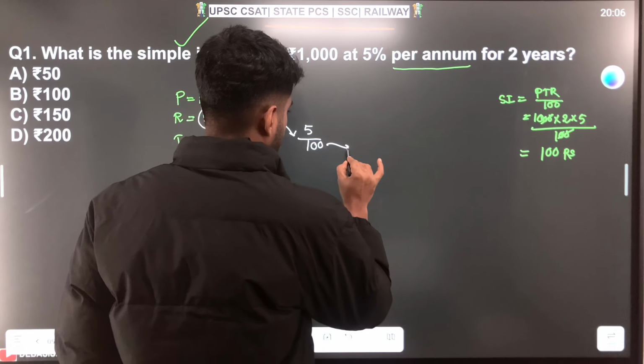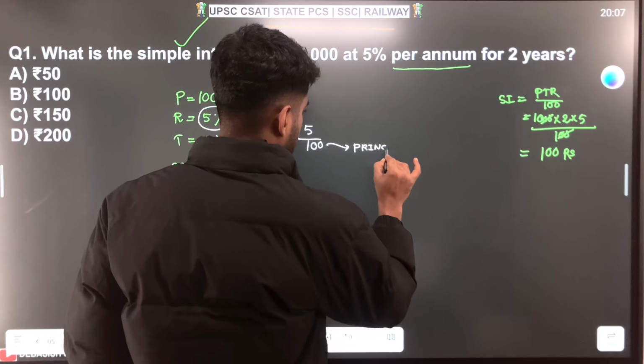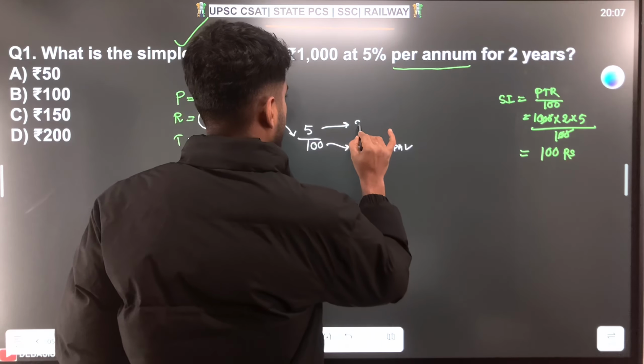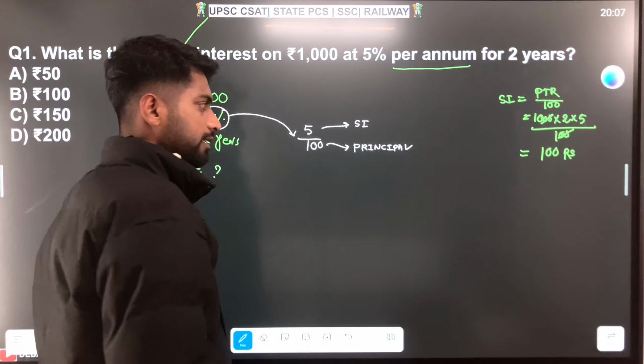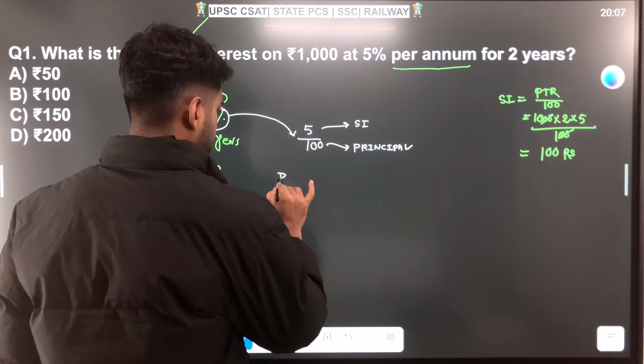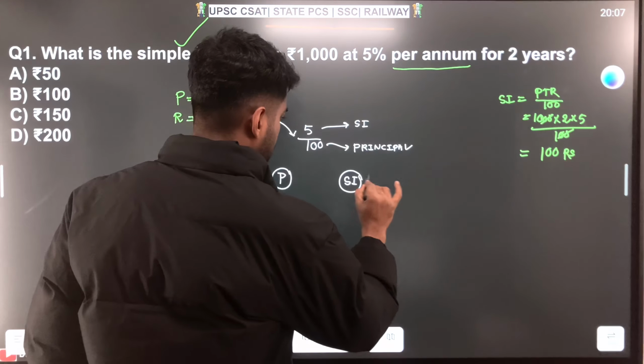So here you know that the नीचे वाला is your principal, and the upper wala numerator is your SI. But that is for 1 year. Now make a format here: principal, SI, and amount.